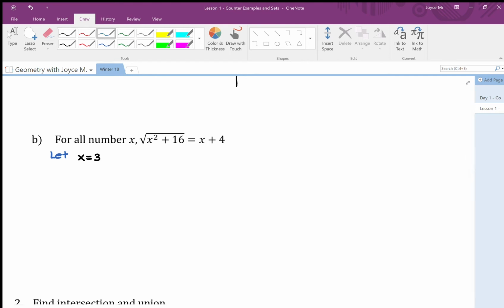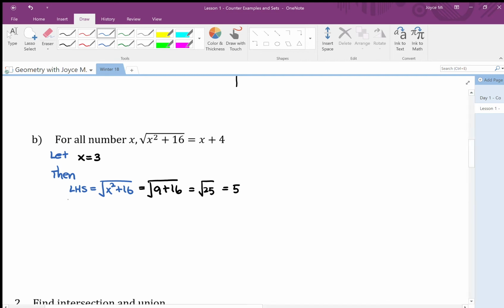Then let's look at the left-hand side of the statement. I have the square root of x squared plus 16. I'm going to substitute the x into the expression. We'll have 3 squared, which gives me 9. 9 plus 16 is going to give me 25. Then I have the square root of 25, which gives me 5. That's the left-hand side.